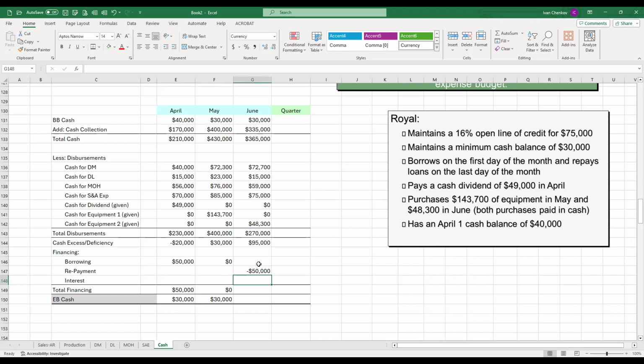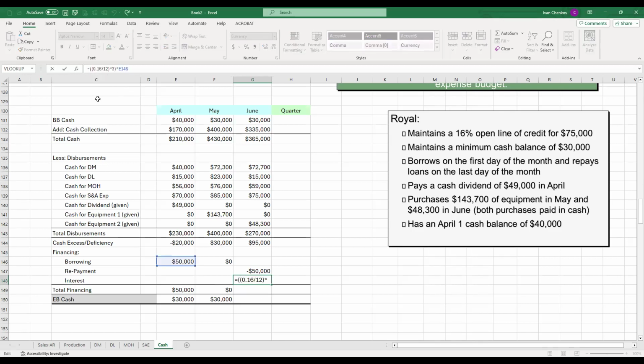Yes. How much will be my interest? I'm paying 16% annual. So what do I have to do? That will be equal to 0.16 divided by 12 times 3 months, correct? In brackets. Let's put some brackets here. Times principal amount, which is 50,000. So in total, I have to pay $2,000 cash.